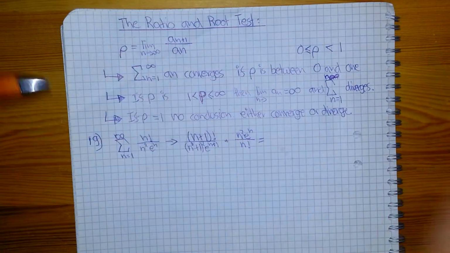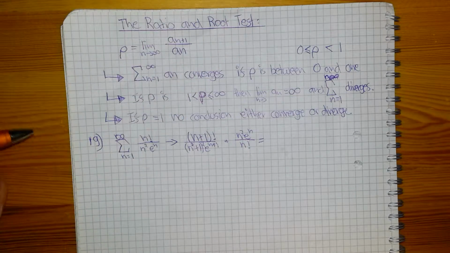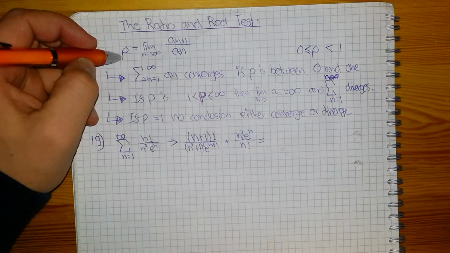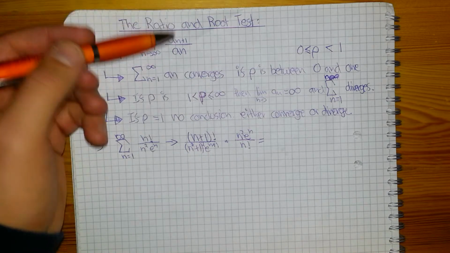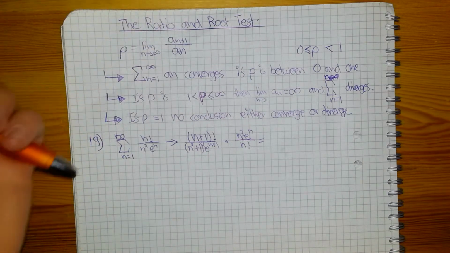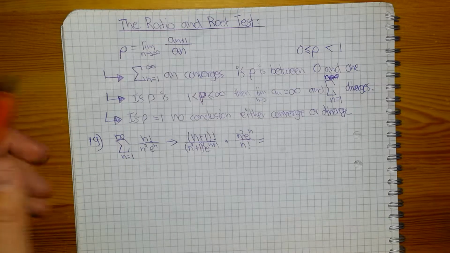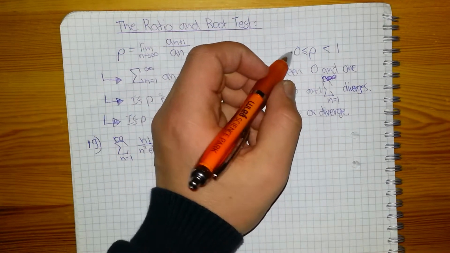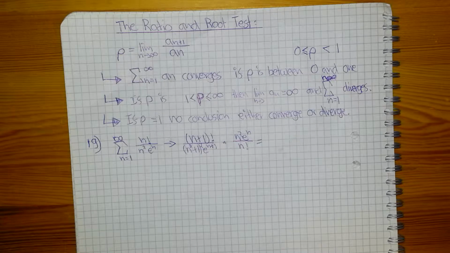How's it going? So now it's time to talk about the ratio and the root tests. Basically, we define a value rho as the quotient between the next term and the previous term, relative to this term, as n goes to infinity. This is useful to determine whether a series converges or diverges, because if rho is between 0 and 1, the series converges. It has to be strictly less than 1.